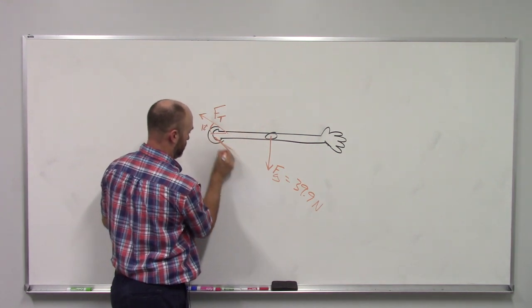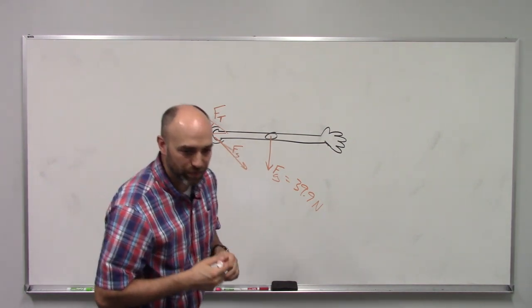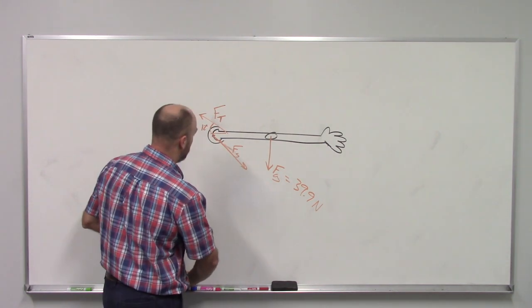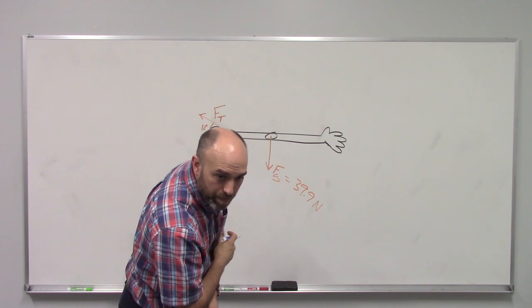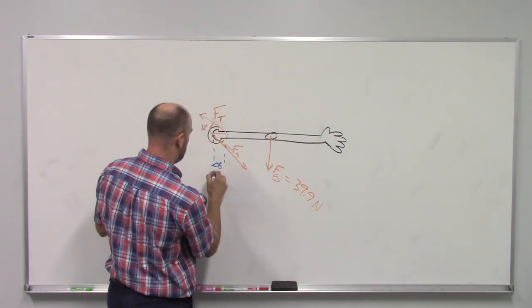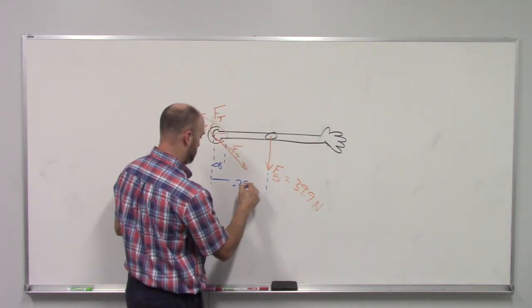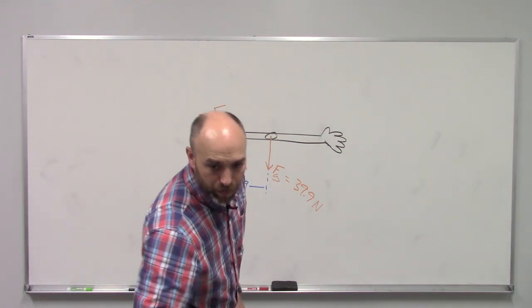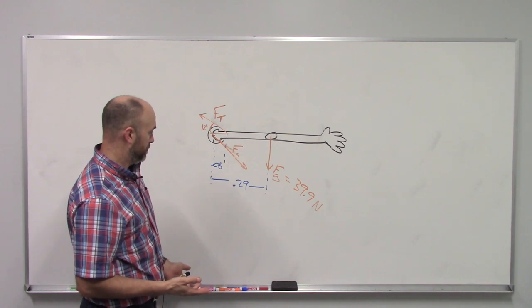I'm not a very good artist here. Let's see, I'll draw it steeper. There we go. The force of the shoulder. And it doesn't give you an angle, but it does give you a pivot point here, and it tells you this distance here, 0.08. And it tells you this distance here, 0.29. Okay, so there's the free body diagram.